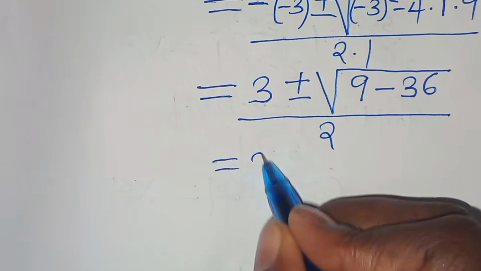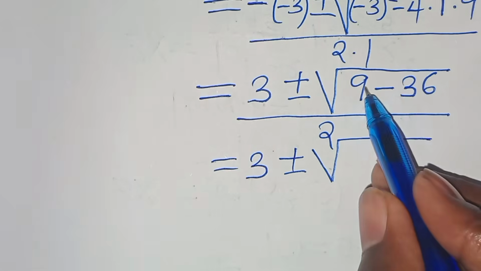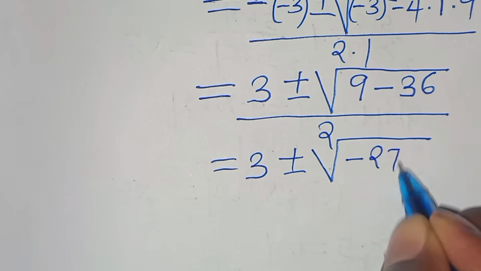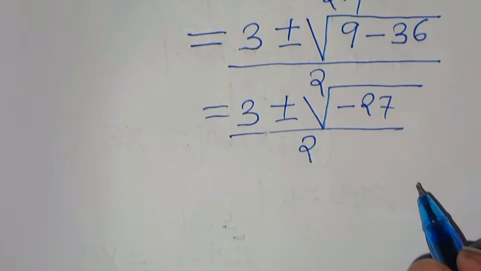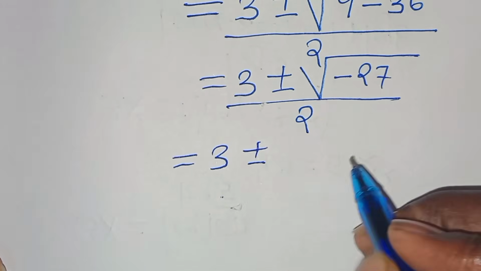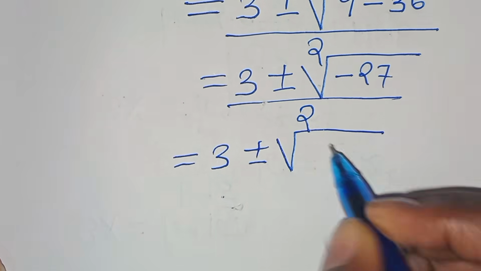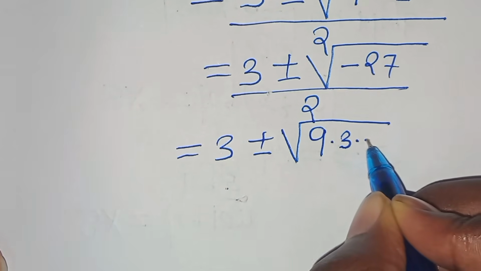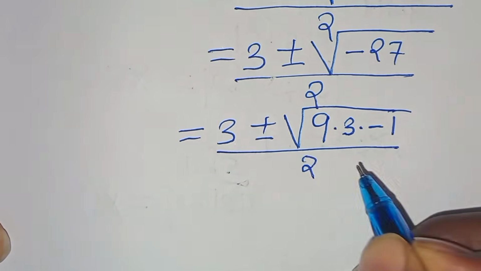So here we have 3 plus or minus the square root of 9 minus 36, which is the same thing as minus 27, everything divided by 2. So here we have 3 plus or minus. We can express the square root of minus 27 as the square root of 9 multiplied by 3 multiplied by minus 1, everything divided by 2.